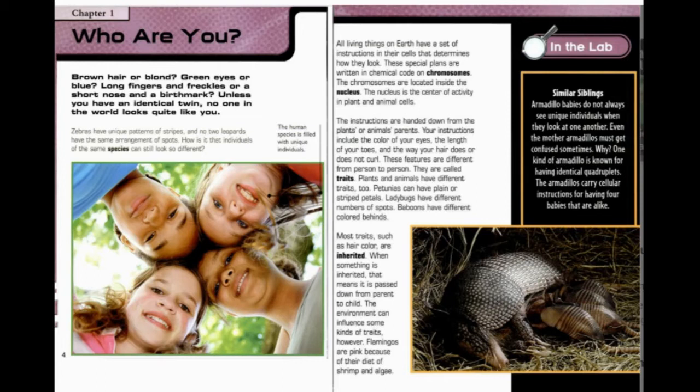Petunias can have plain or striped petals. Ladybugs have different numbers of spots. Baboons have different colored behinds. Most traits, such as hair color, are inherited.